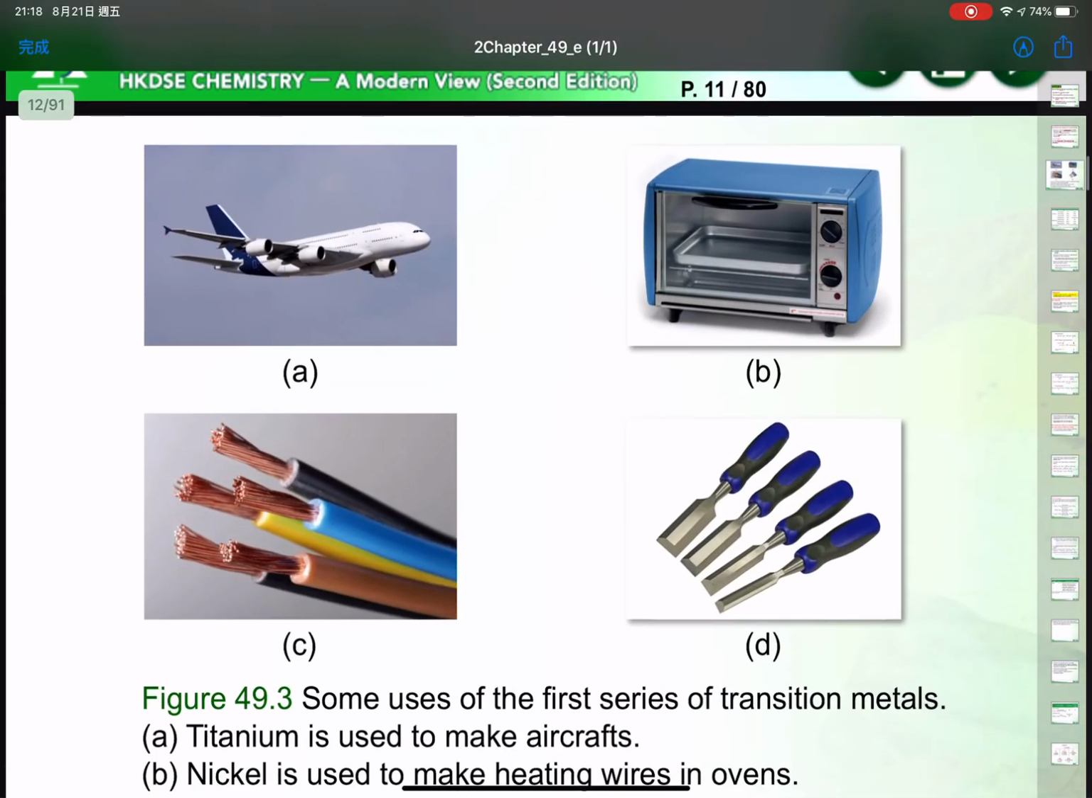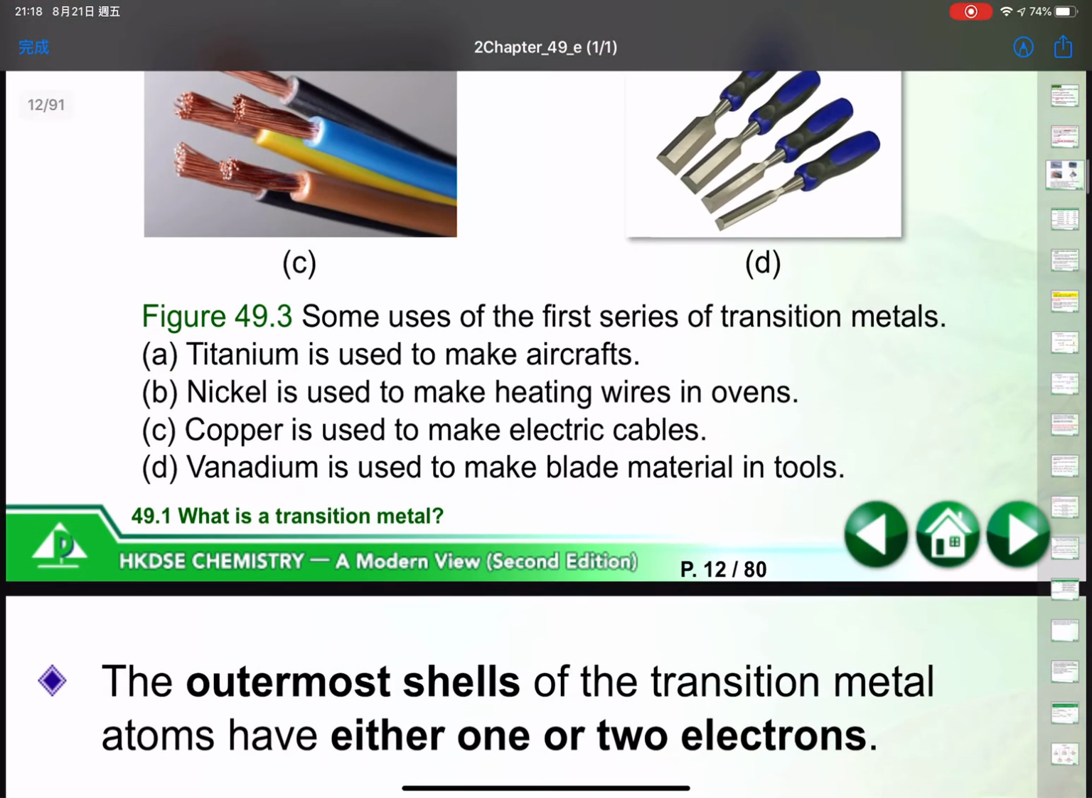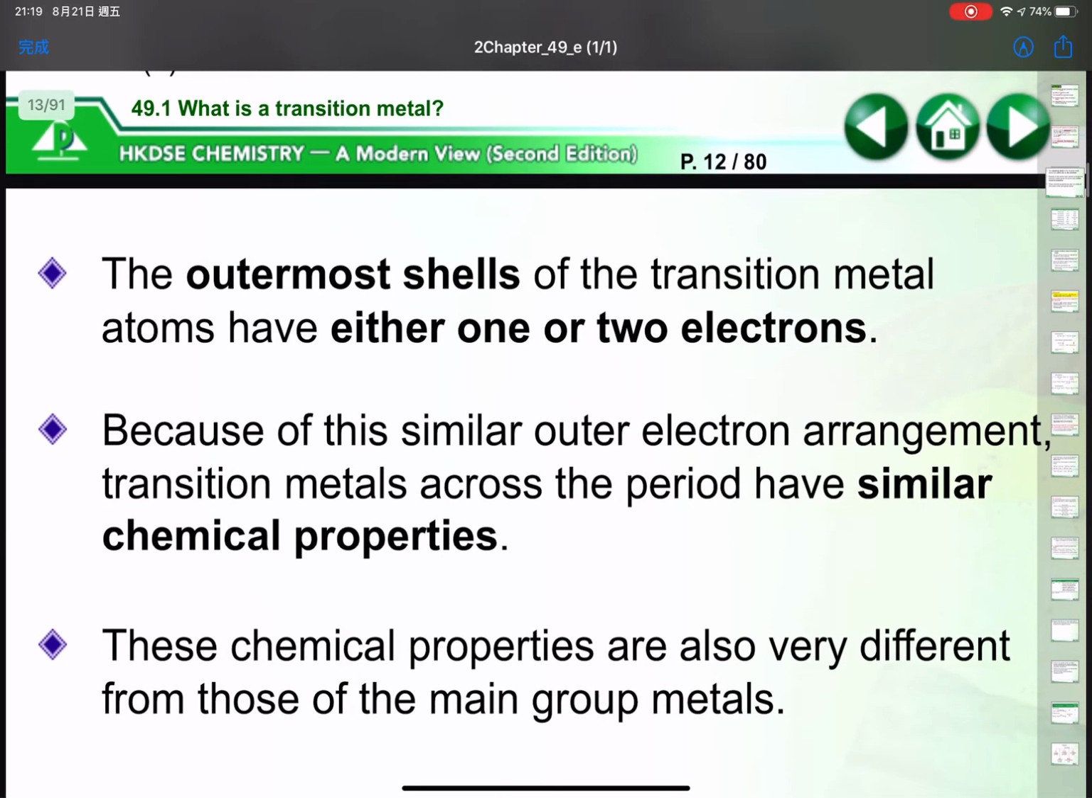For example, you see airplane, we use titanium, a bit stronger metal. Nickel for the heating wire in the oven, copper, right? And lastly, using the vanadium as a material in tools. So therefore, the outermost shell of the transition metal has either one or two electrons.